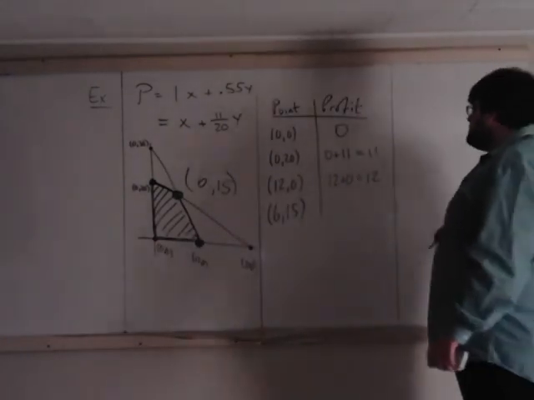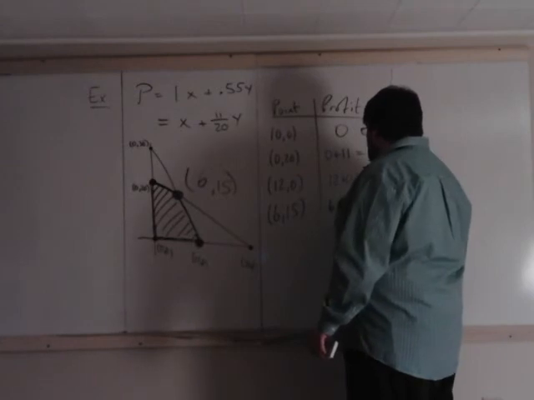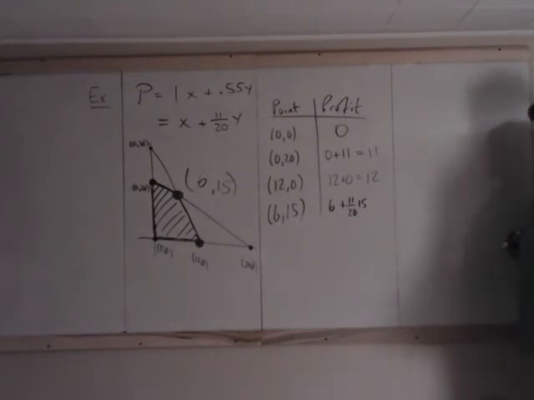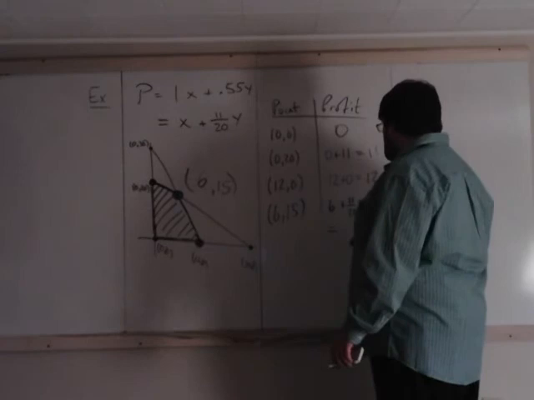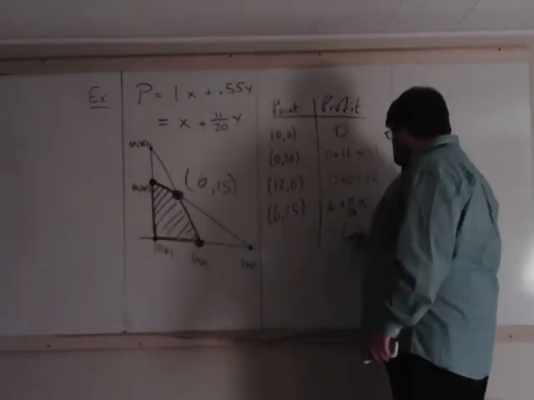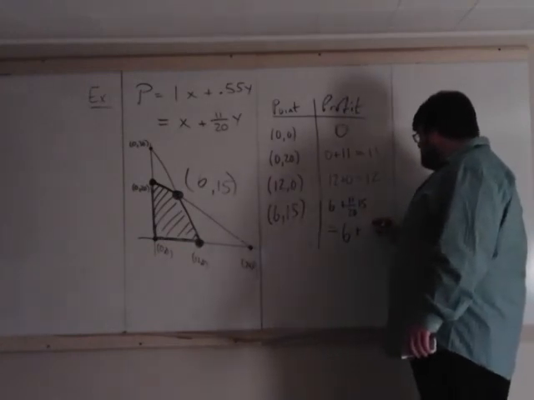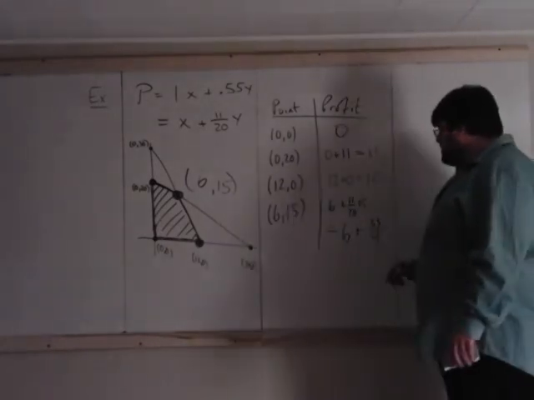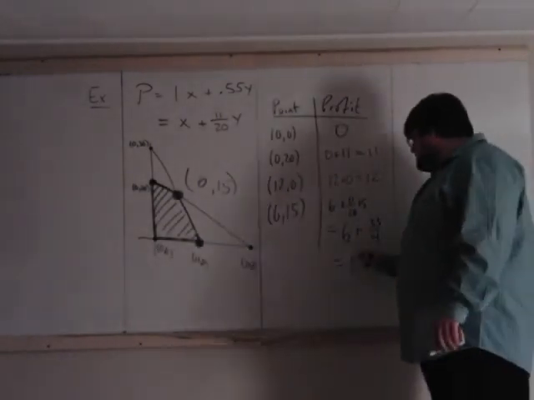Now what about 6, 15? You get 6 plus 11/20 times 15, which we can write like that. 6 plus 11/20 times 15. What does that equal? That equals 6 plus 33/4, because 15 over 20 is 3/4 and 3 times 11 is 33. So what is this profit? That's 8 1/4, so 14 1/4.